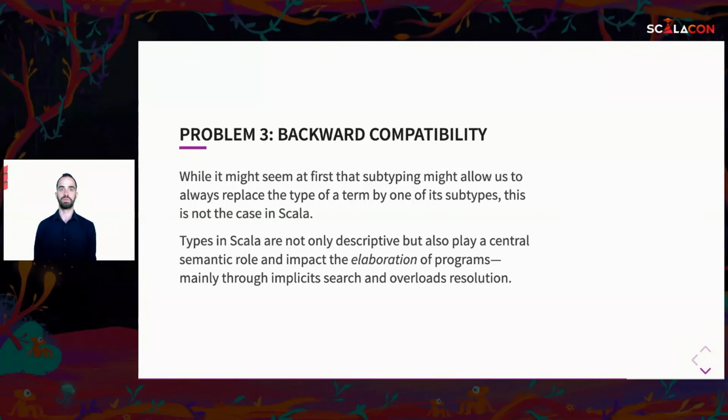So implicit search is something that is heuristics-based. It's not completely formalized. So yeah, we do not in general give guarantees that an implicit search will always succeed, but we will try, of course, not to break existing code. So that's really something to take into account when trying to type things more precisely.